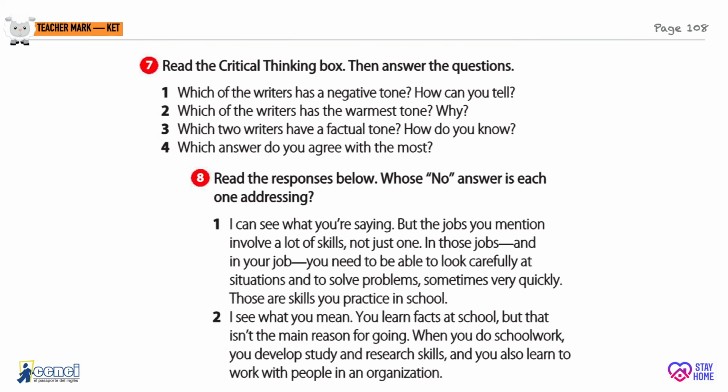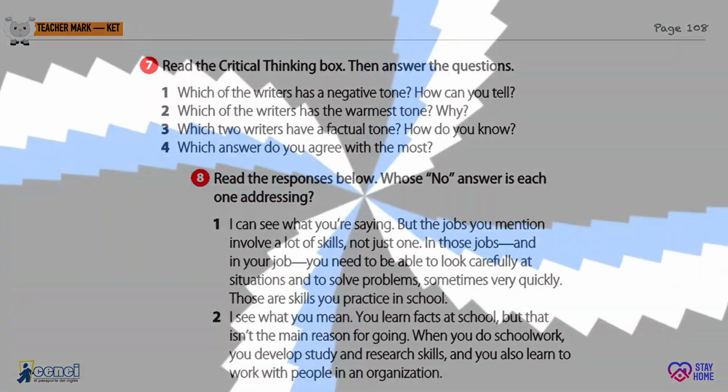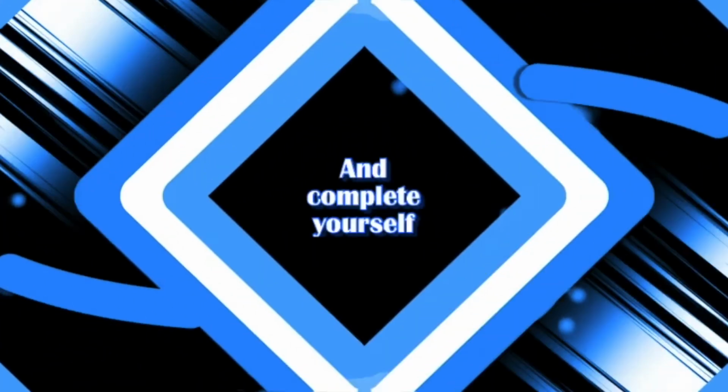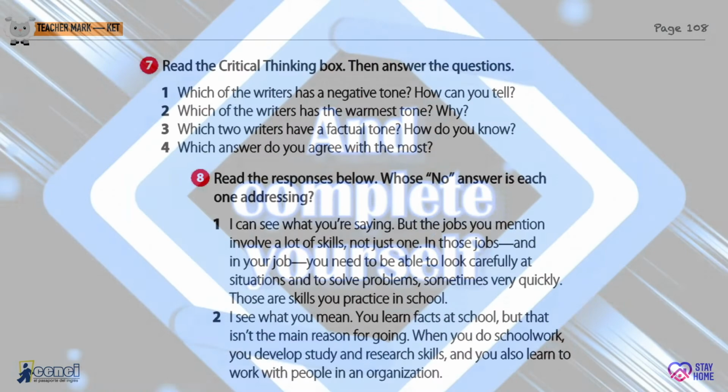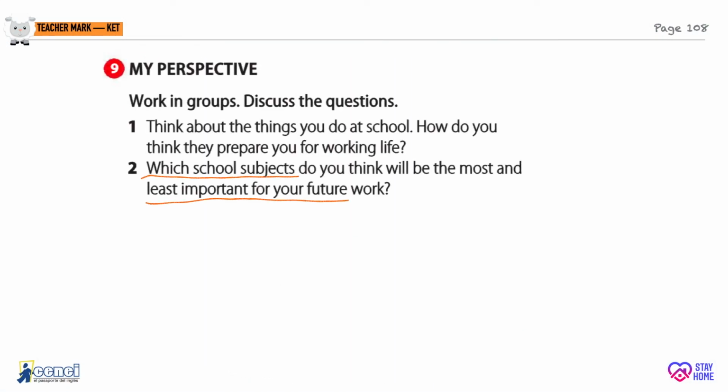So, answer please. These are just personal answers because you have to think about them. Answer these questions. Which of the writers has a negative tone? How can you tell? Some of them are positive, some of them are negative. It's a personal answer, okay? I'll give you some minutes. Nice. So, now it says, my perspective.